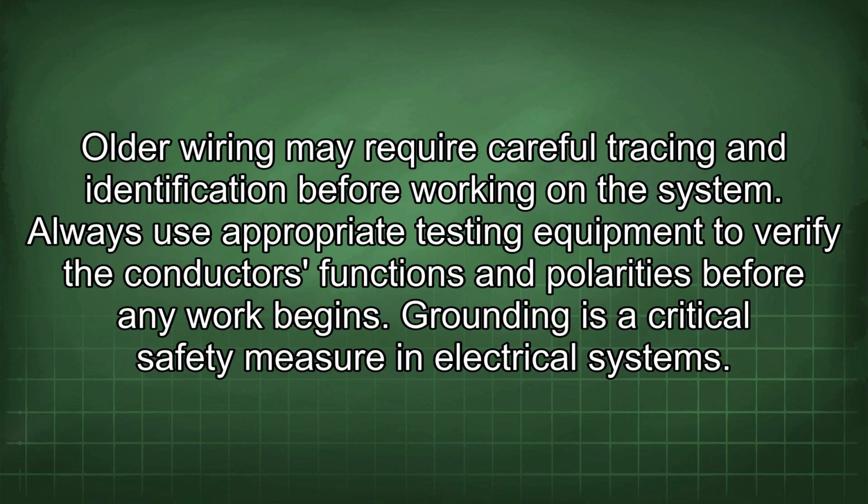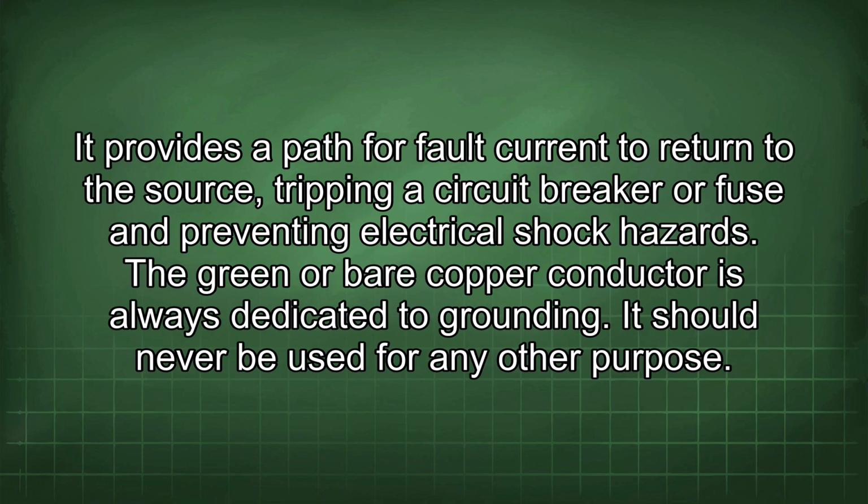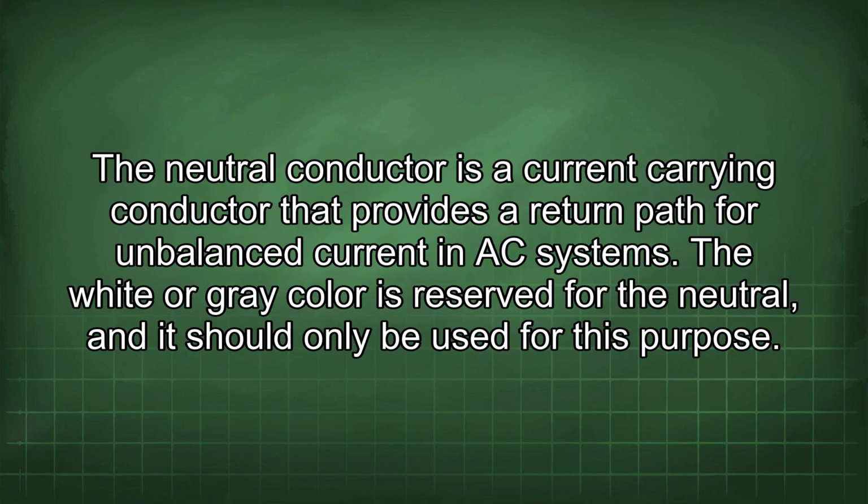Grounding is a critical safety measure in electrical systems. It provides a path for fault current to return to the source, tripping a circuit breaker or fuse and preventing electrical shock hazards. The green or bare copper conductor is always dedicated to grounding. It should never be used for any other purpose. The neutral conductor is a current carrying conductor that provides a return path for unbalanced current in AC systems. The white or gray color is reserved for the neutral, and it should only be used for this purpose.